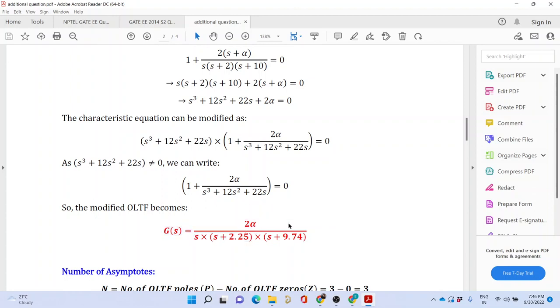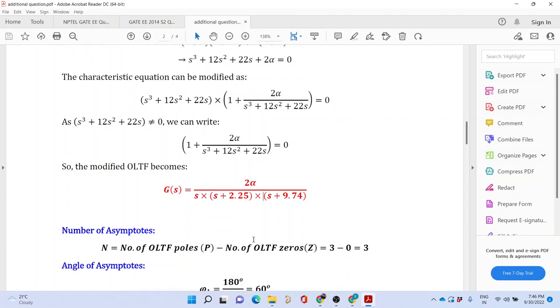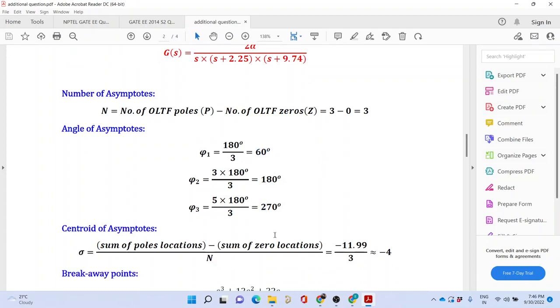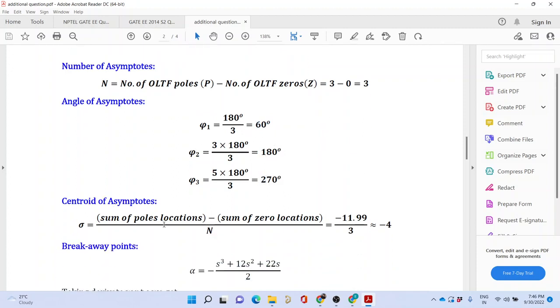Now you can use the conventional rules of the root locus that we have. Now what do you know? The number of asymptotes is equal to the number of open loop transfer function poles minus the number of open loop transfer function zeros. 3 minus 0 becomes equal to 3. The angle of asymptotes can be found out by odd multiple of 180 degrees divided by n. So this gives you 60, 180 and 300. And then you find the centroid of the asymptotes, that is sum of the pole locations minus sum of zero locations divided by n. That gives you almost equal to minus 4.